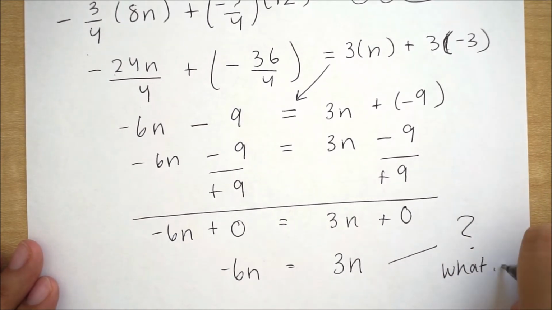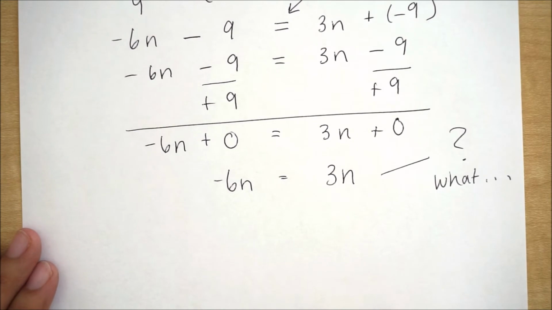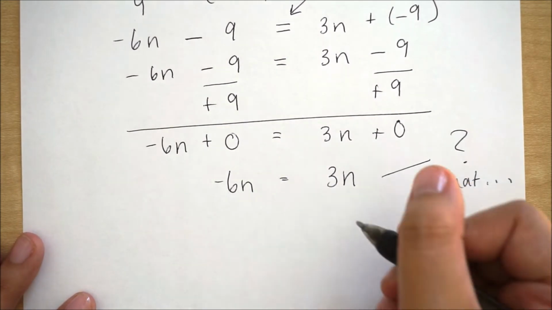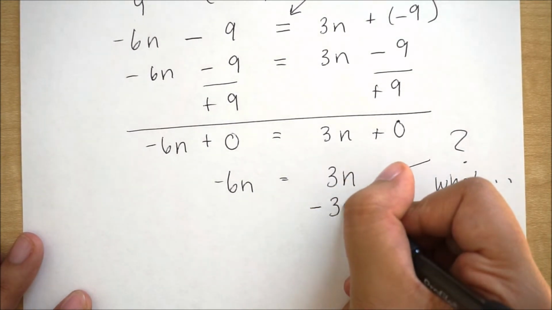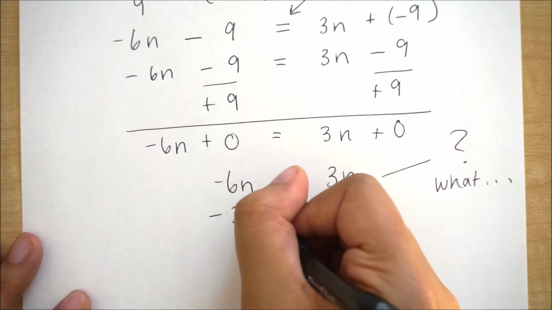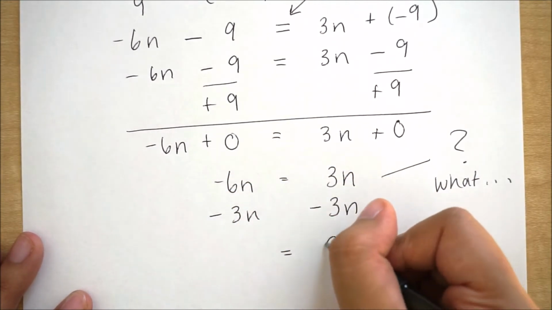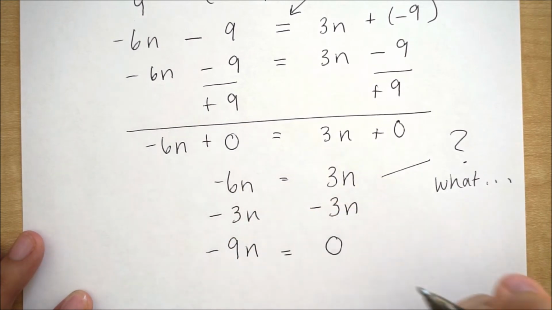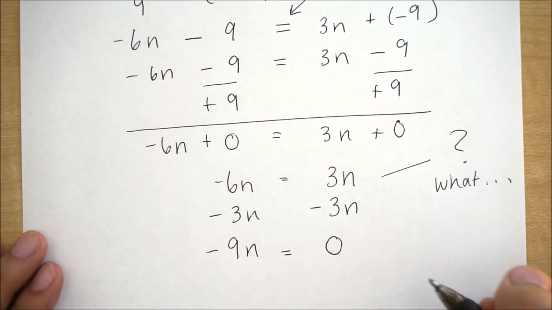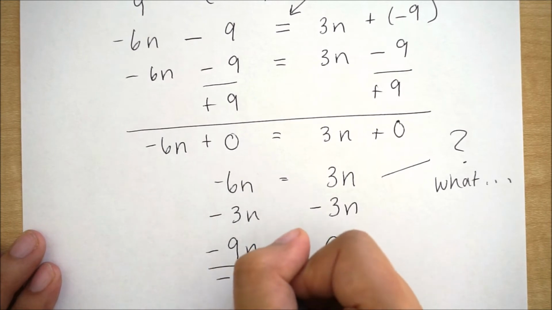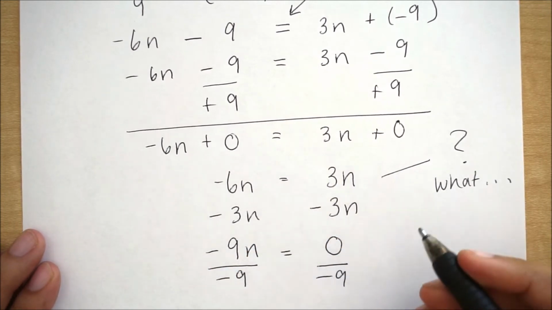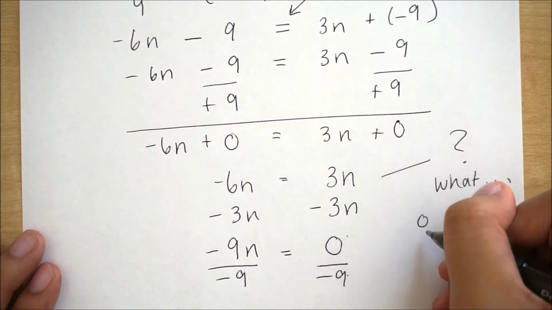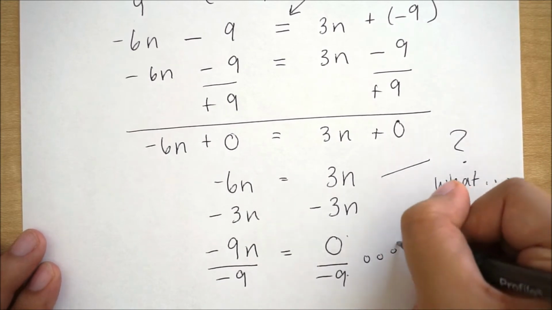So you want to have n isolated to one side. Since it's on both sides, we want to combine like terms. So I'm going to subtract 3n from both sides because I'm combining the terms. And I'll get 0 on the right side, negative 9n on the left side. And this might also startle you, but you can divide both sides by negative 9 because we're trying to make n independent. Then you'll notice that you get 0 divided by negative 9.